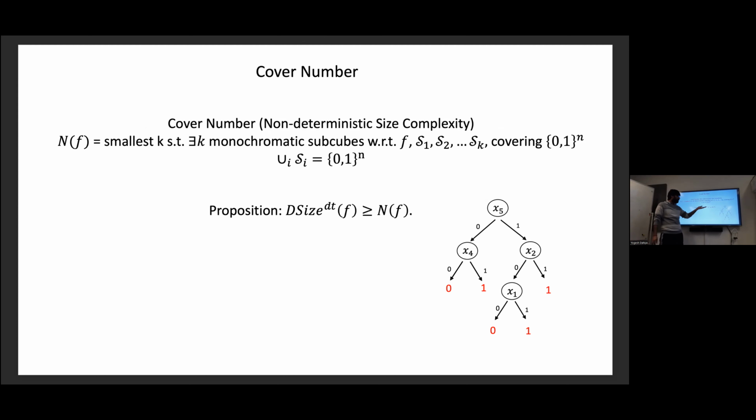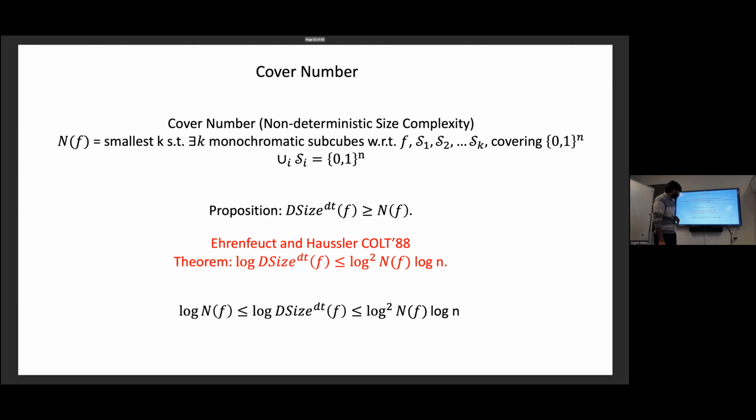It's clear that cover number lower bounds the deterministic size, because if you take any decision tree which computes a function, and you take a root to leaf path, then this corresponds to a subcube, and it has to be a monochromatic subcube because this tree is computing your function. So the leaves correspond to monochromatic subcubes. Not just a cover, it actually gives you a partition of your space using monochromatic subcubes.